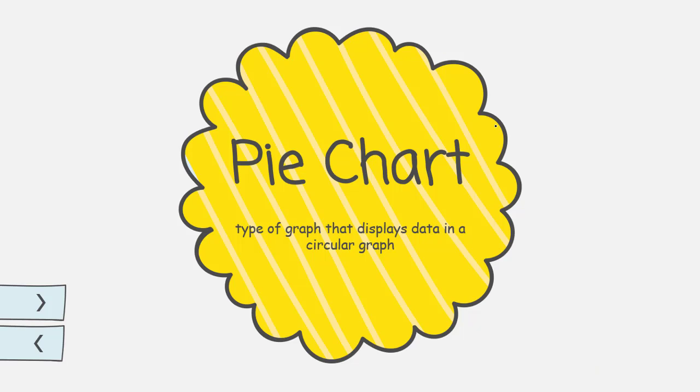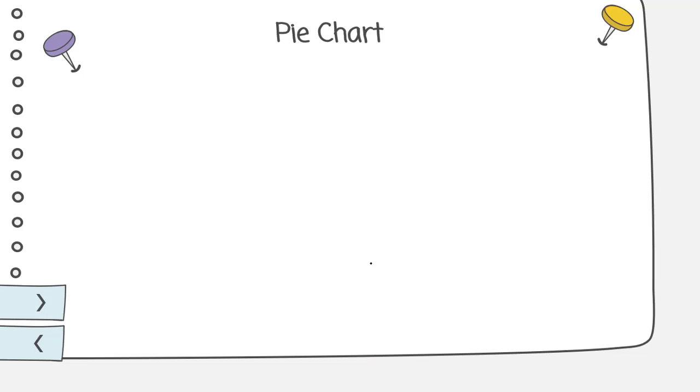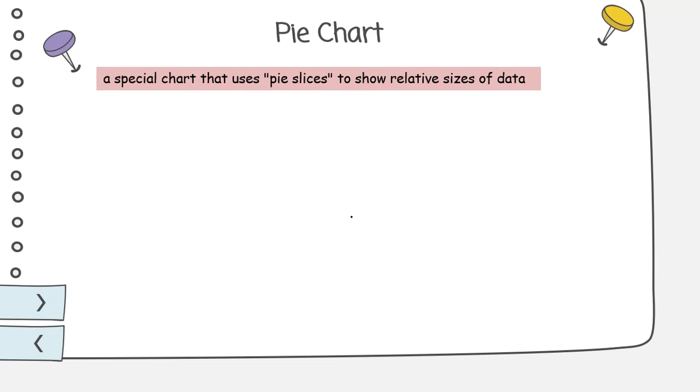So first we'll start with the pie chart. A pie chart is defined as a type of graph that displays data in a circular graph. It is a special chart that uses pie slices to show the relative size of data.